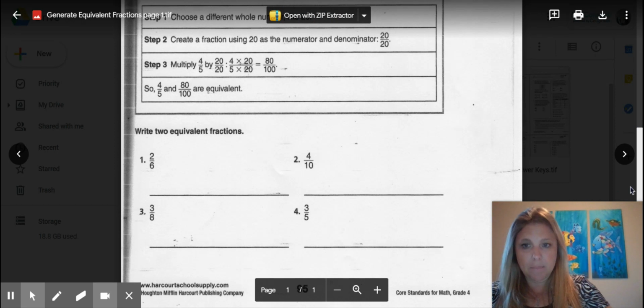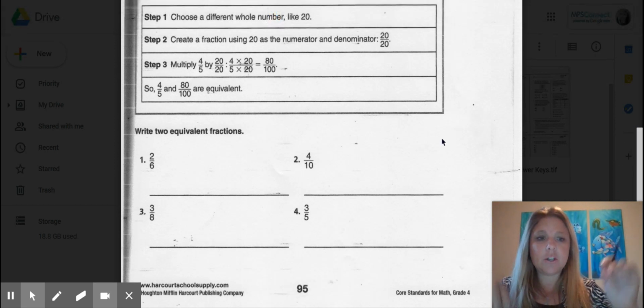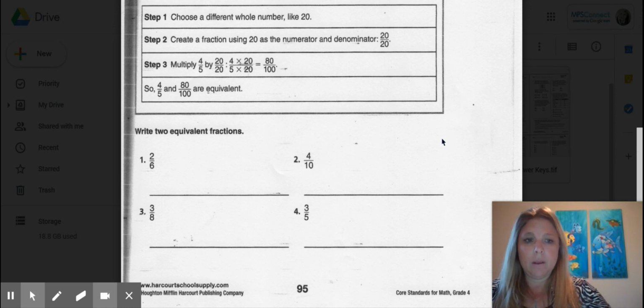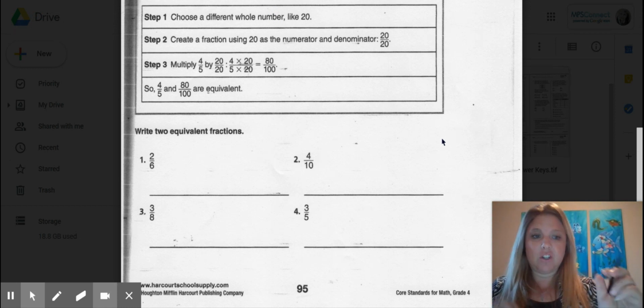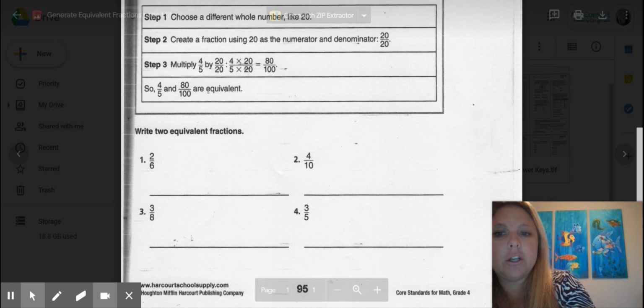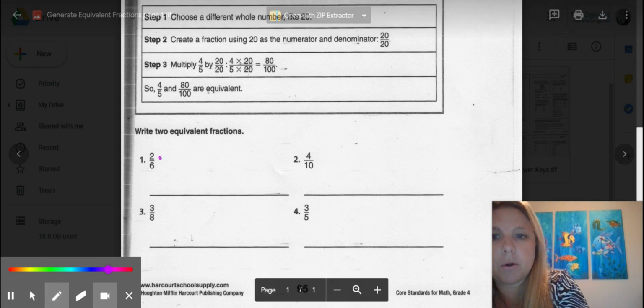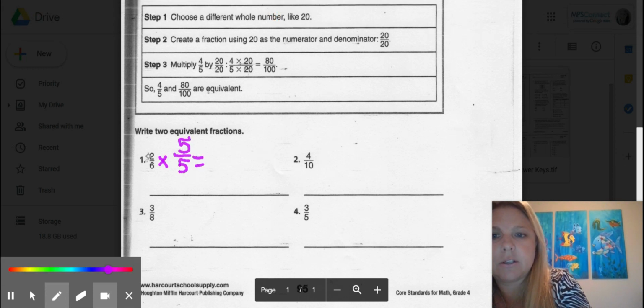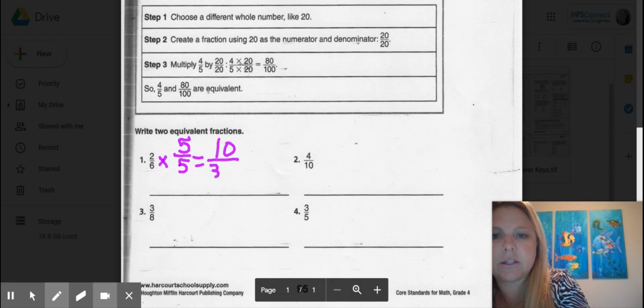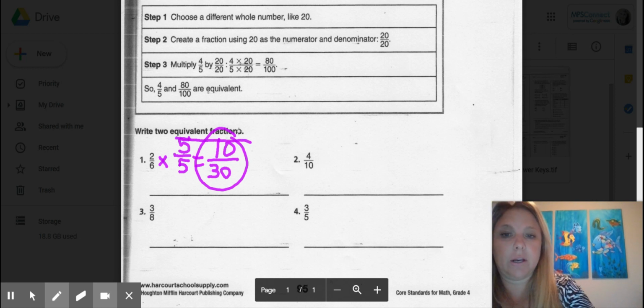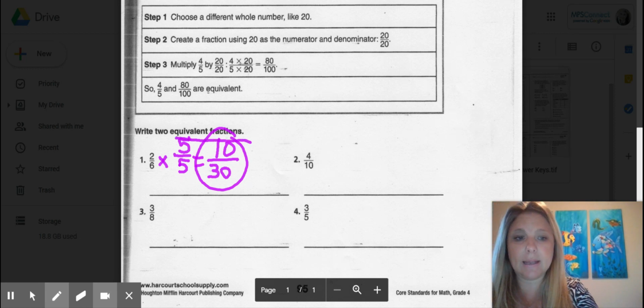So if you're doing it on a paper worksheet, it would look like this. You have 2/6. What number do we want to use? You can pick any number. If we chose the number 5, just because I feel like it, whatever you do on the bottom, you do on the top. So let me get my pen out here. I am going to multiply the top and the bottom by 5. So 2 times 5 is 10. 6 times 5 is 30. This is one example of an equivalent fraction. So 10 over 30 could be my answer.